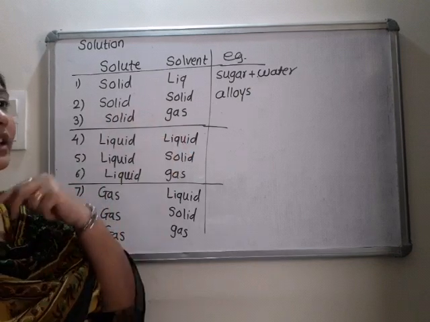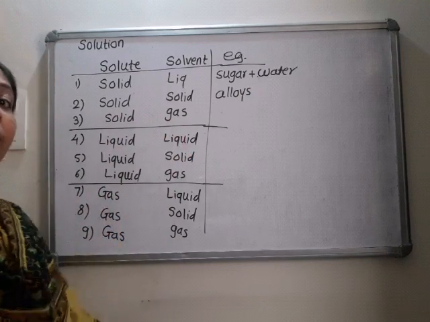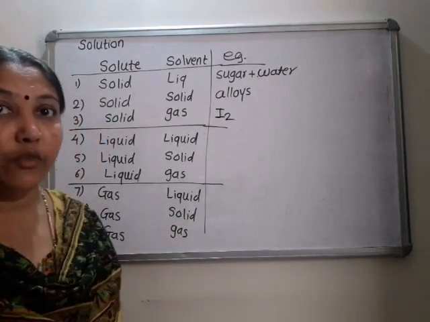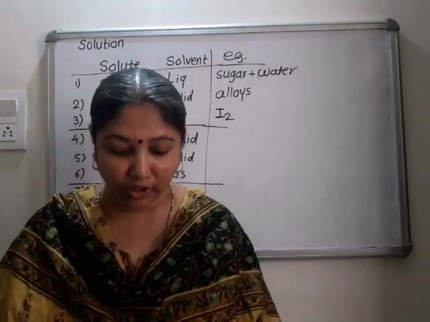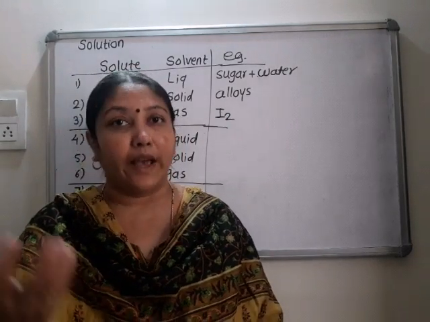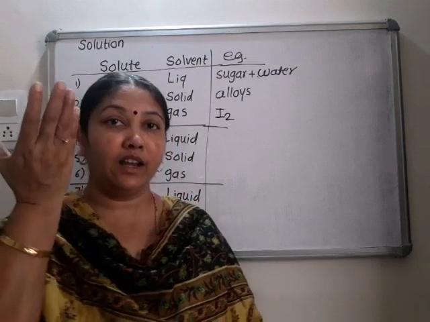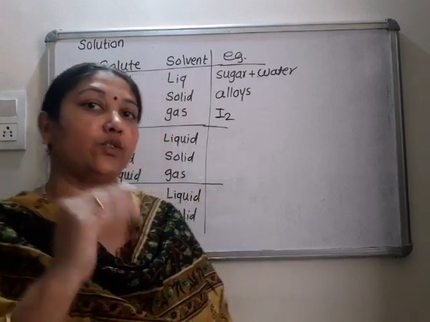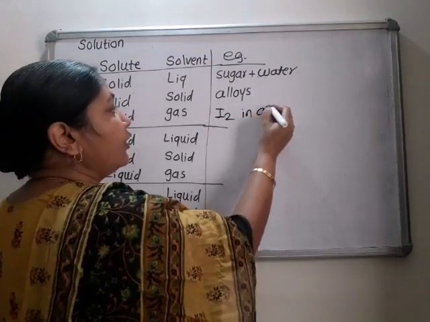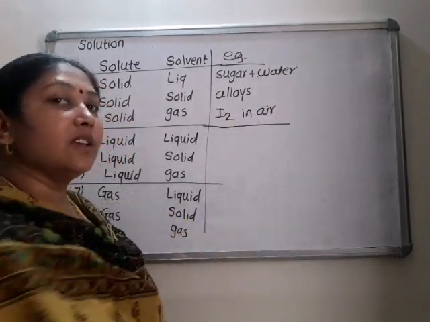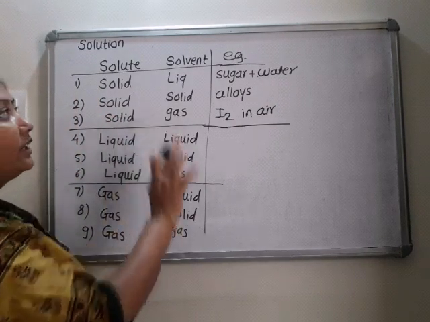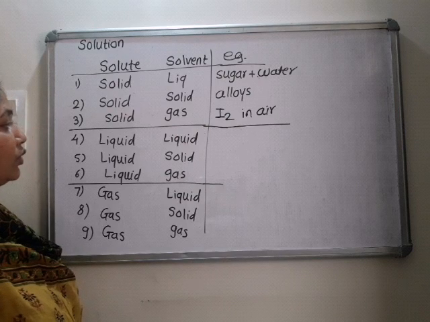Solid added in gas, solid in gas, say iodine crystals. Iodine we know sublimes. If you have seen iodine crystals in your laboratory, these crystals are not converted into liquid state. As soon as they get heat, directly they are converted into vapor state. So iodine in air, iodine vapors, violet color fumes we can see. Iodine in air is an example of solid in gas type of solution.